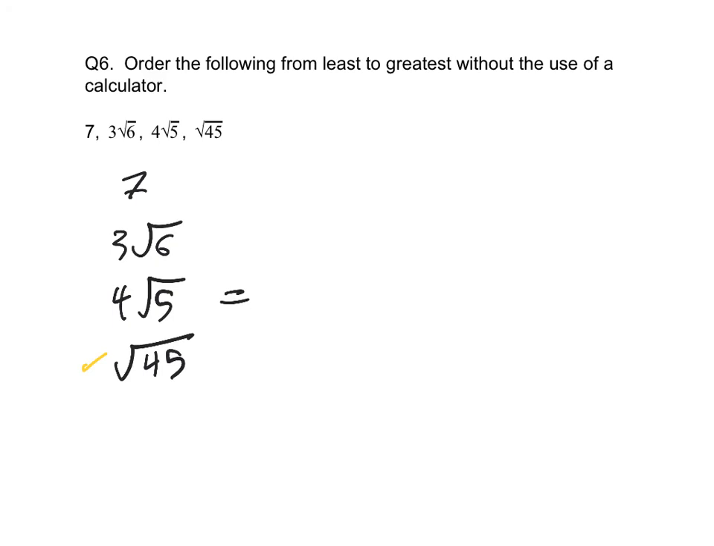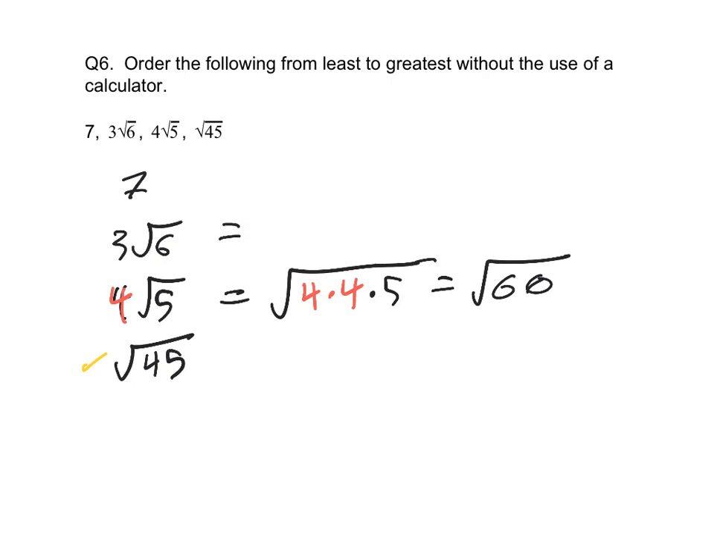4 times the root of 5, that would be the same thing as saying root of 4 times 4 times 5. And what does that give us? So 20 times 4, this would be the root of 60. 3 the root of 6. This would be the same thing as saying the root of 3 times 3 times 6. So, looks like this one gives us the root of 54.